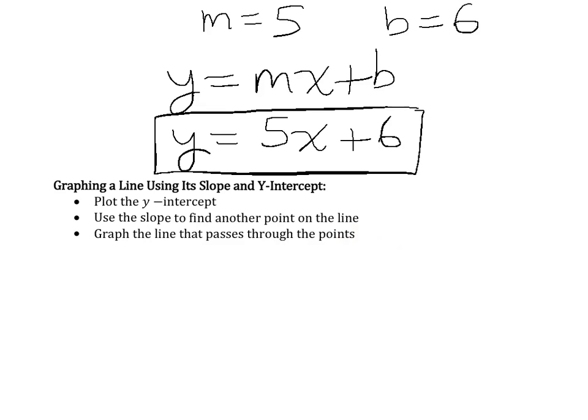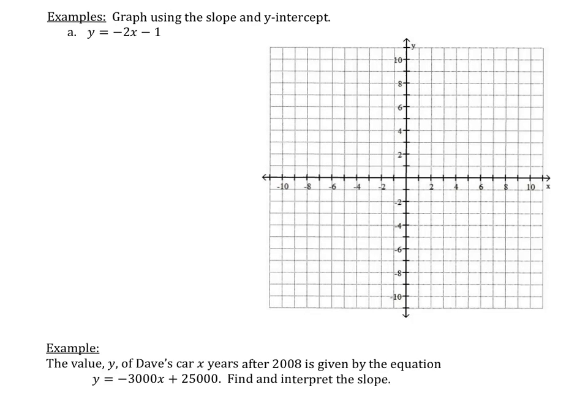And so if we know our y-intercept, then we just rise and run in order to find another point on our line. And that'll give us the second point that we need in order to draw the graph. And so the last step is to plot the line that passes through those points. Let's look at an example.